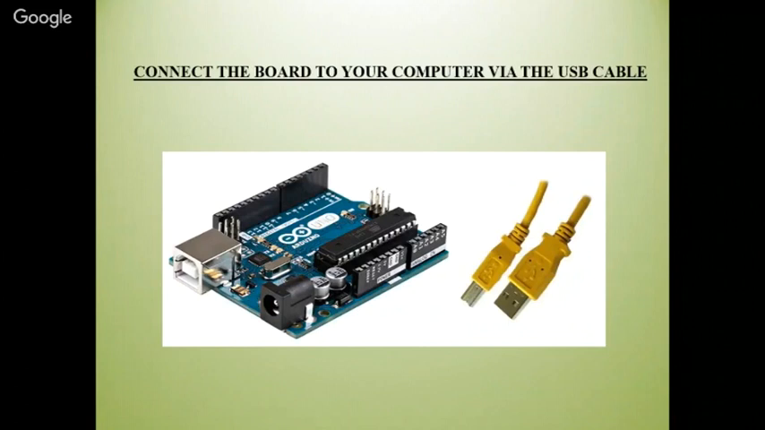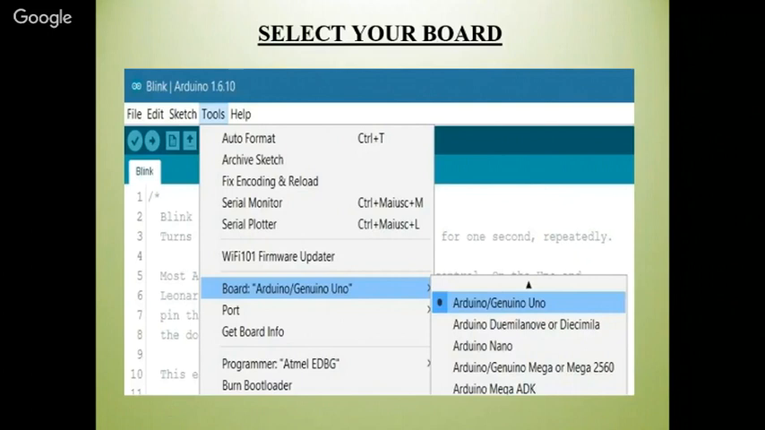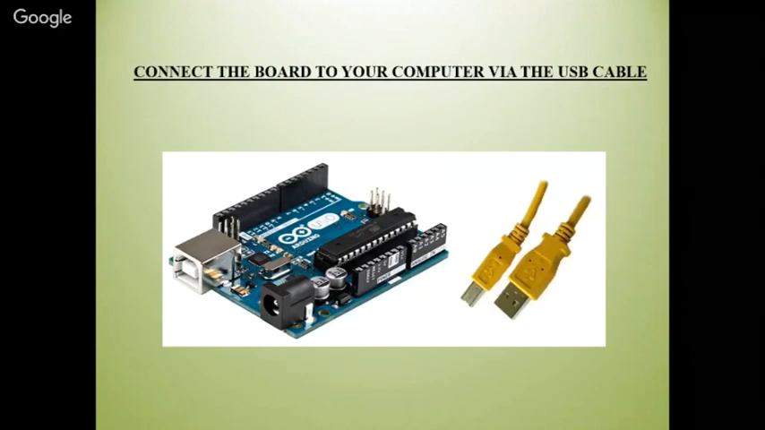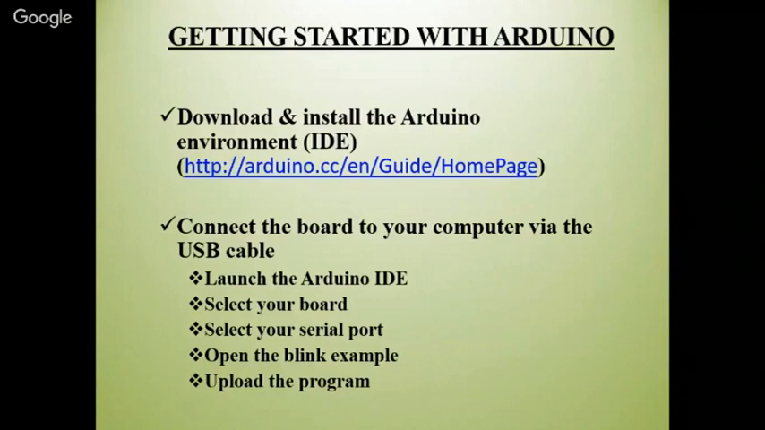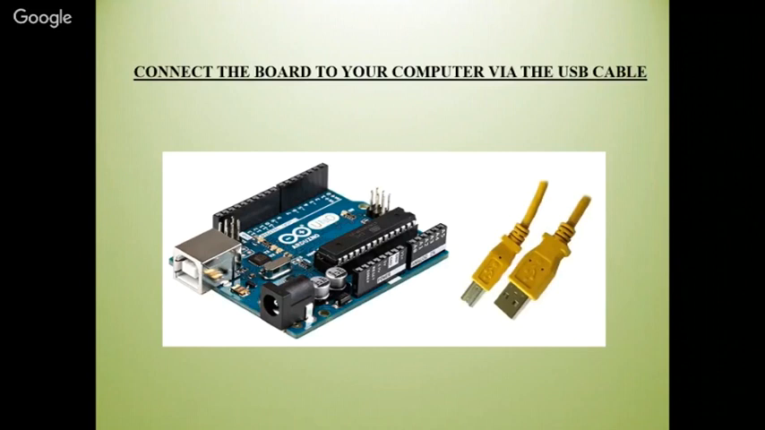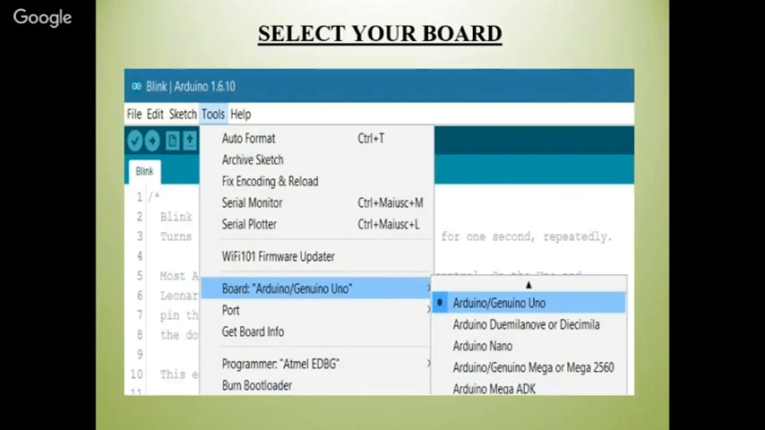Connect your board to the computer via USB cable, and select your board. These are the steps. Now you can connect it using the USB cable. I will explain step by step how to program. At first you can see the slides and how to connect it. You can note down the steps, because students and other people get confused about which option to select.